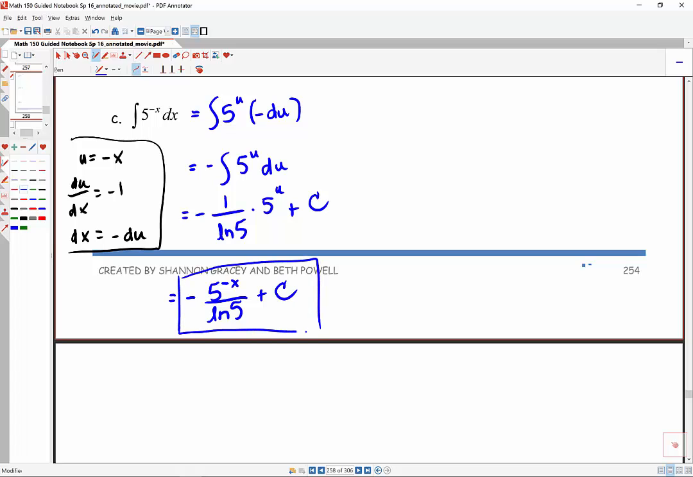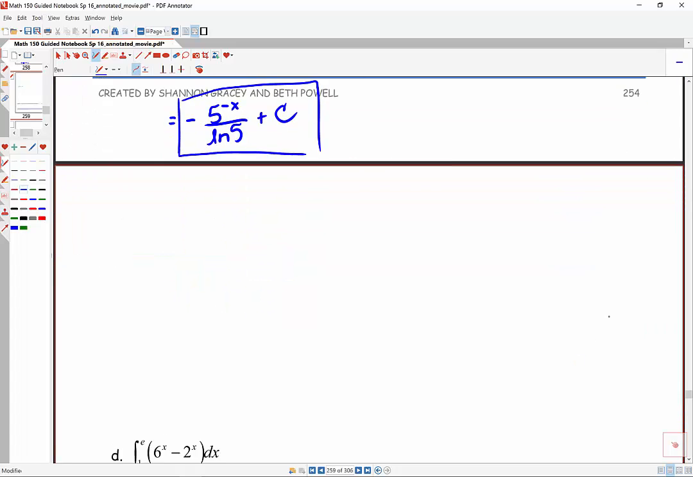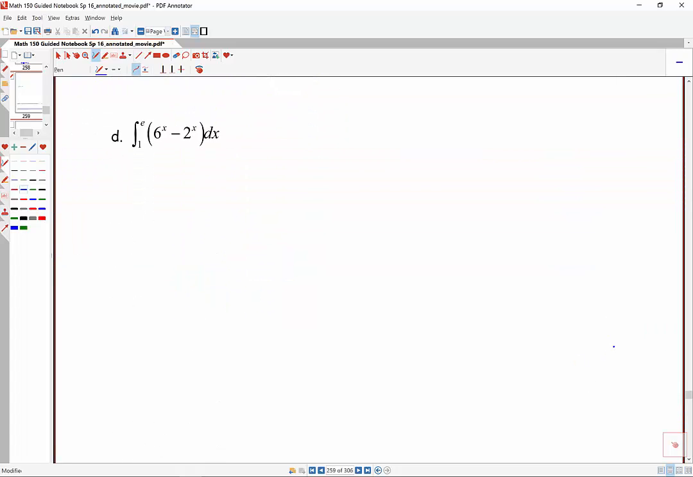Okay? All right, so next up we have a definite integral, right? And we've got 2 of these terms here. So this one, we're not going to have any u substitution, which is nice, because we just have these two different bases raised to the x. So let's check it out.